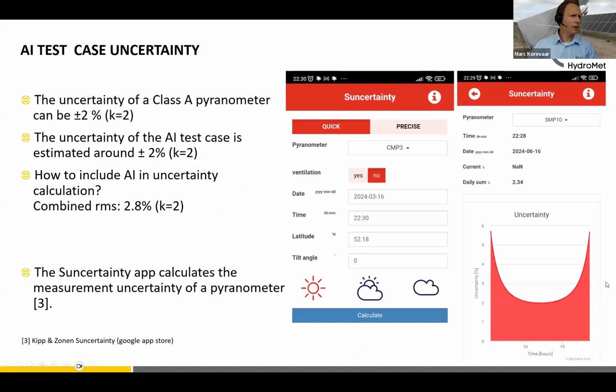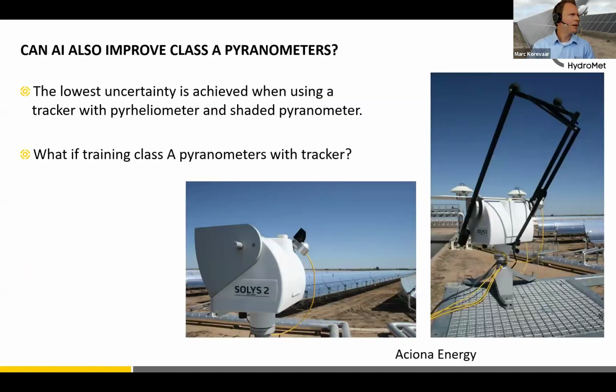This can be calculated with a calculator that's available at the Google App Store from Kipp and Zonen, by which you can calculate the measurement uncertainty in the field. And we've seen from the previous slide that the rough estimate of the AI variation would be about 2% uncertainty. So if this could be included in a straightforward way, we would end up at roughly 2.8% root mean square error. So it's not as good as a Class A sensor, but it could be better than it is.